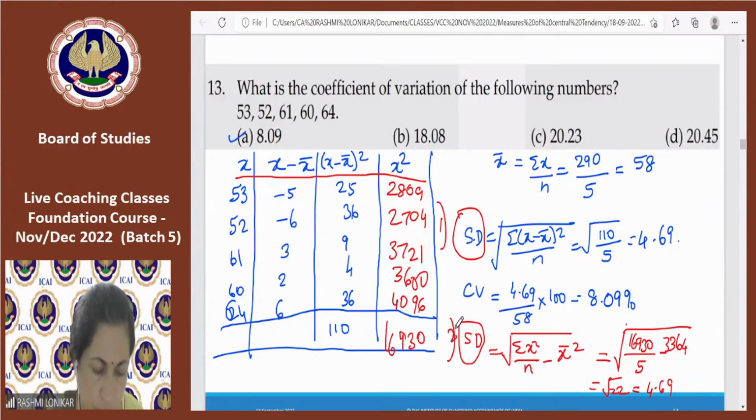Okay, we will do that when the question comes. Okay, Shreya? Yes, Diksha. Sagar, where did you get 4.8? 4.69. Okay. Square root of 22. Yes.